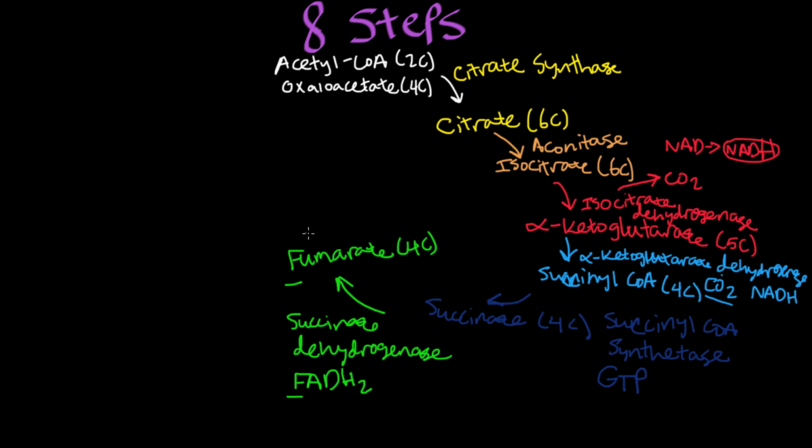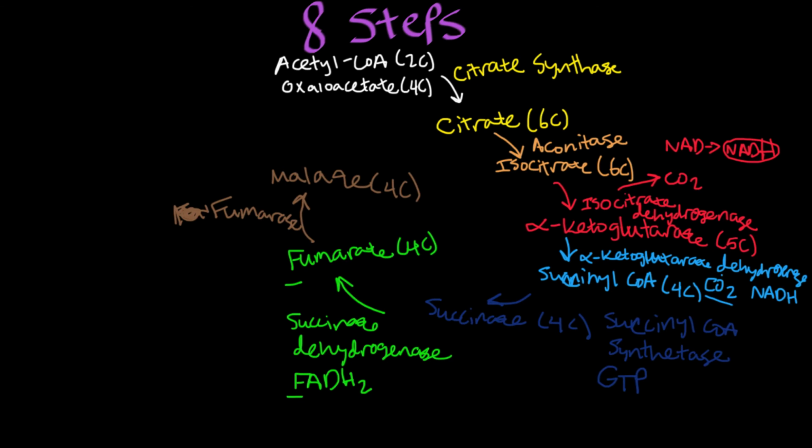And then in our 7th step, we're going to go from fumarate to malate. And this is catalyzed by an enzyme known as fumarase. So fumarate to malate is catalyzed by fumarase. Malate is a 4-carbon compound. And that is our 7th step.